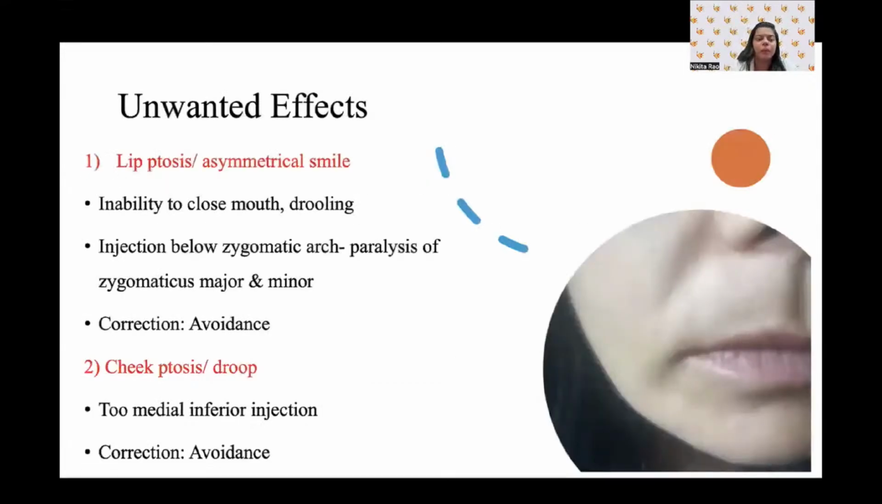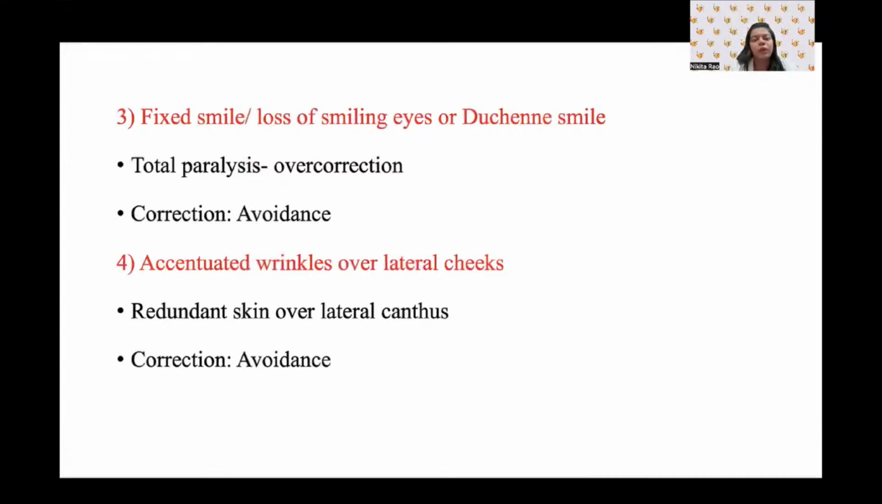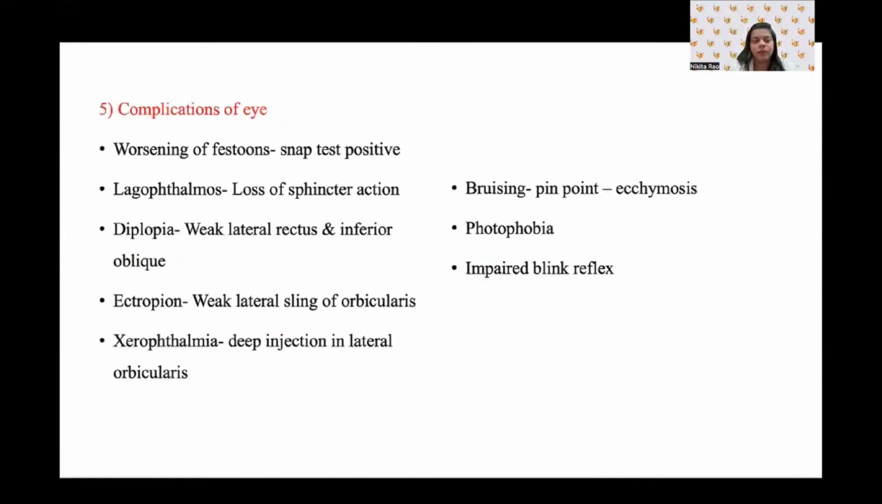Unwanted effects like lip ptosis or asymmetrical smile can occur, where inability to close the mouth and drooling can occur. Injection below the zygomatic arch leading to paralysis of the zygomaticus major and minor is the main reason for this. Correction is mainly avoidance. Cheek ptosis and droop can occur due to 2 medial injections. Then a fixed smile can occur due to overcorrection. Accentuation of the wrinkles over the lateral cheeks can occur due to redundant skin over the lateral canthus.